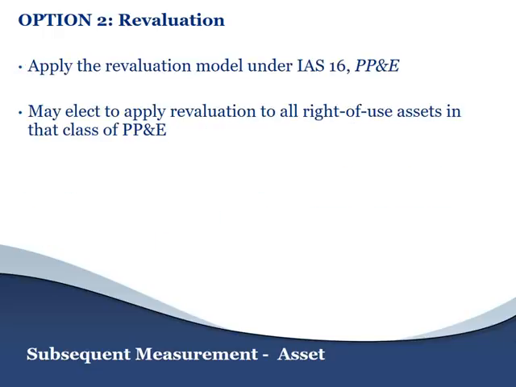The second option you've got is that under IAS 16, you may use the revaluation model. Now, this is a bit strange to many people because why use revaluation when you've got a right of use asset? Well, you can choose to do it. The standard says, of course, that you can, but if you do it, you've got to use revaluation on all your right of use assets in that class of property, plant and equipment. So this becomes an accounting policy choice.